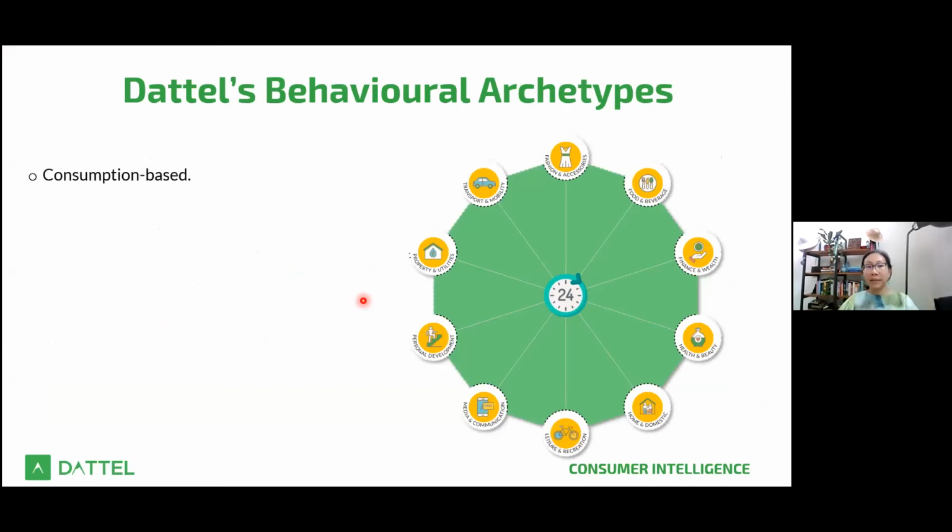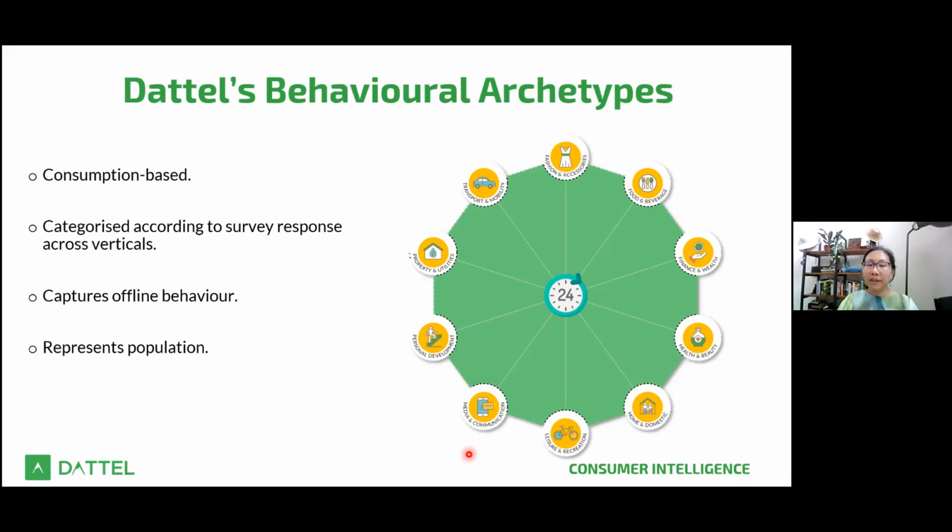Essentially our archetypes are about consumer behavior. And this is consumption behavior that's not just online, but also offline behavior. This is how we look at the survey responses of our respondents and how they respond across different verticals. As you can see, these are all the different verticals. And based on their responses, we categorize them into different behavior archetypes. The behavior archetypes are not mutually exclusive, which means each consumer can be part of 2 or more behavior archetypes, and usually they are. So it captures offline behavior. It is also representative of the entire population, and we track it quarterly. So there will always be updates to the behavior archetypes as you continue using.